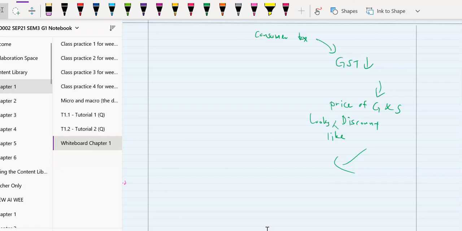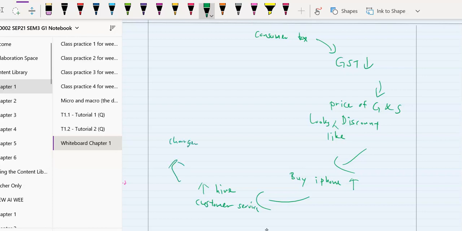So in the end, I bought one iPhone during that period. Actually, I bought two, but anyway, my iPhone purchases increase. Maybe iPhone needs more customer service because now more people own iPhones, so they need to hire more customer service. Maybe they need more repair staff, right? They also need to manufacture more chargers, adapters, cables. They need to increase their manufacturing of all this stuff. Then they need to hire more workers, and then income increases.